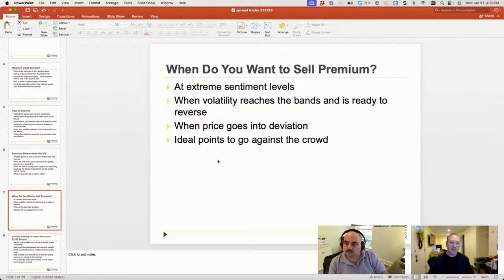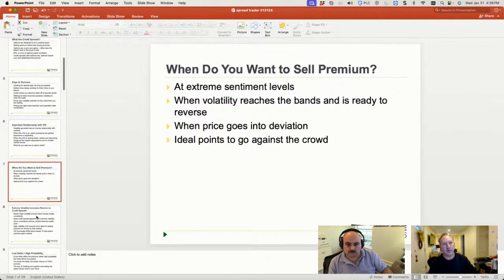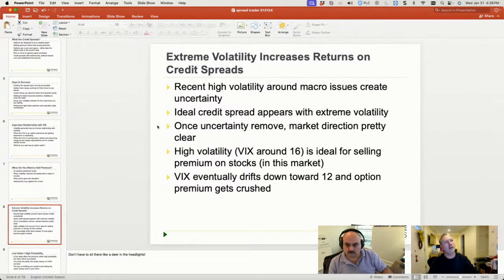But the challenge is to be able to look in and take advantage of the volatility and sell some of that premium. That's what Sam does with the spread trader. So extreme volatility increases returns on credit spreads, right? And recent high volatility around macro issues. Now, more recently, we haven't had too much of that around macro issues.